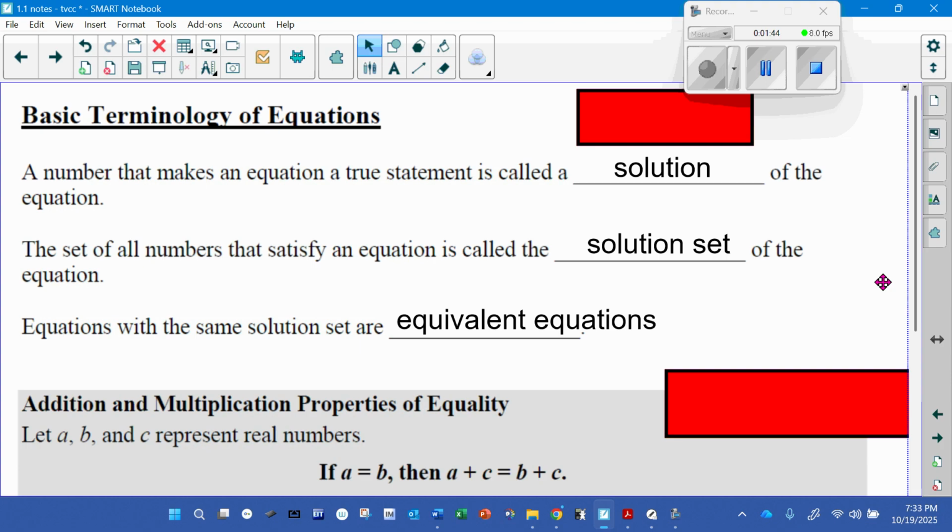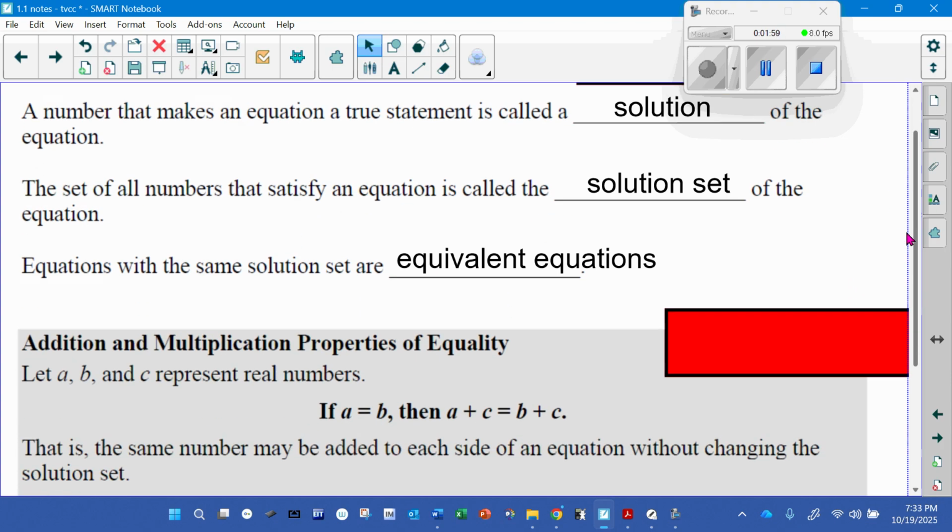So a number that makes an equation a true statement is a solution of the equation or a root. The set of all numbers that satisfy an equation is called the solution set of the equation, and equations with the same solution are called equivalent equations.